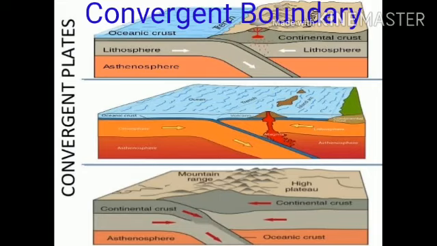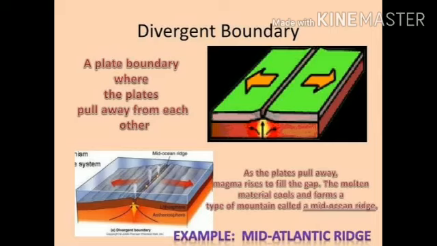Moving on to understand divergent boundary. Students, divergent boundary means when 2 plates move away from each other, they form a divergent boundary. These are formed when the plates move away from each other. They are also called faulting movements. What do you mean by divergent boundary? Yes, when 2 plates move away from each other, they form a divergent boundary.